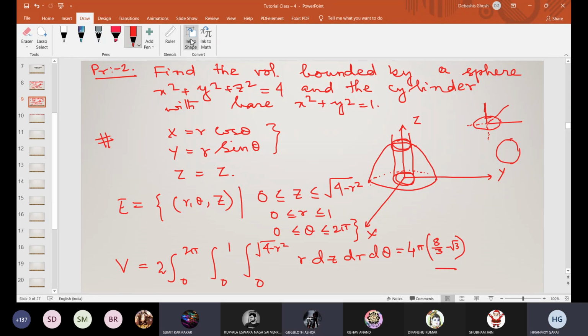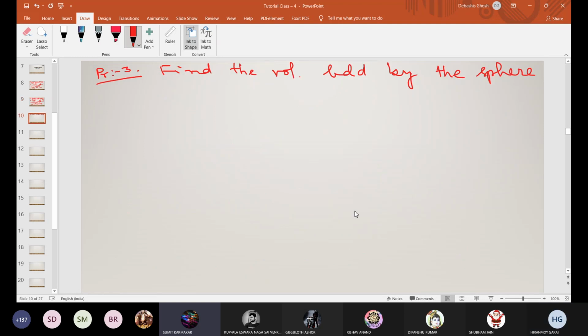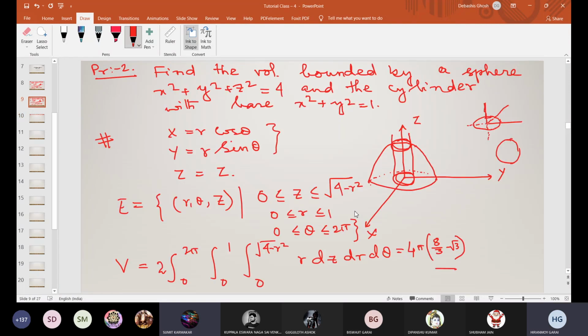Okay, sir. Sir, in this question, we use cylindrical coordinate. Sir, may we use spherical coordinate here? Herein, if you use the spherical coordinate, is it required? Because spherical coordinate is actually a bit typical. We don't have spherical symmetry here. How can we use it?